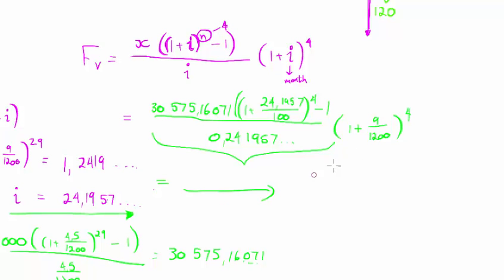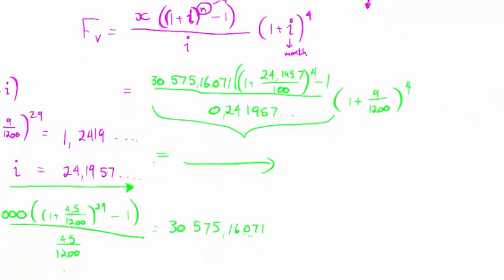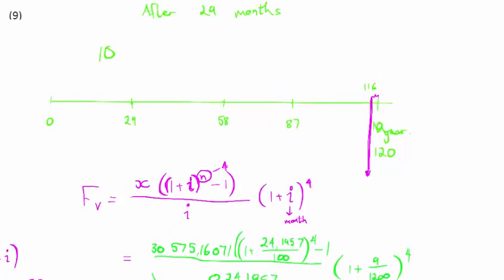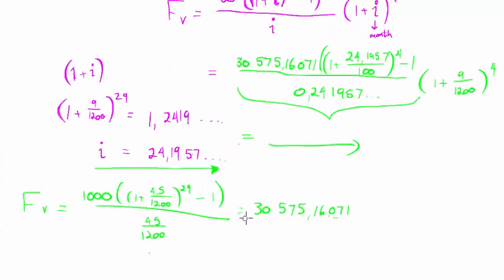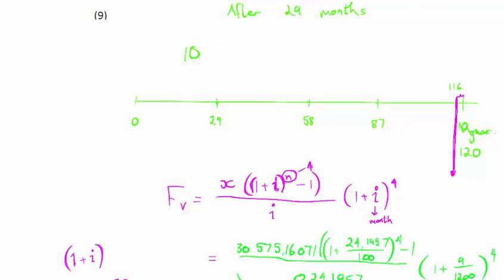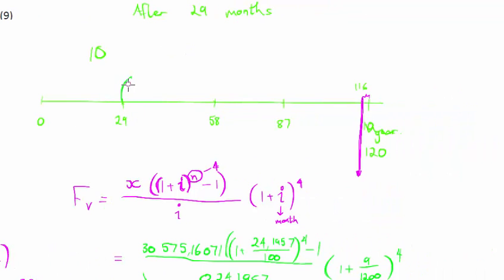I want to show you, for 9 marks, this is a lot of work, but there was an easier way. All you had to calculate was this amount: how much does he invest every 29 months? And then based on your timeline, you could have just said, well, at this stage he's got nothing. When he comes to here, he's investing 30,575.16. Now it earns interest for 29 months.